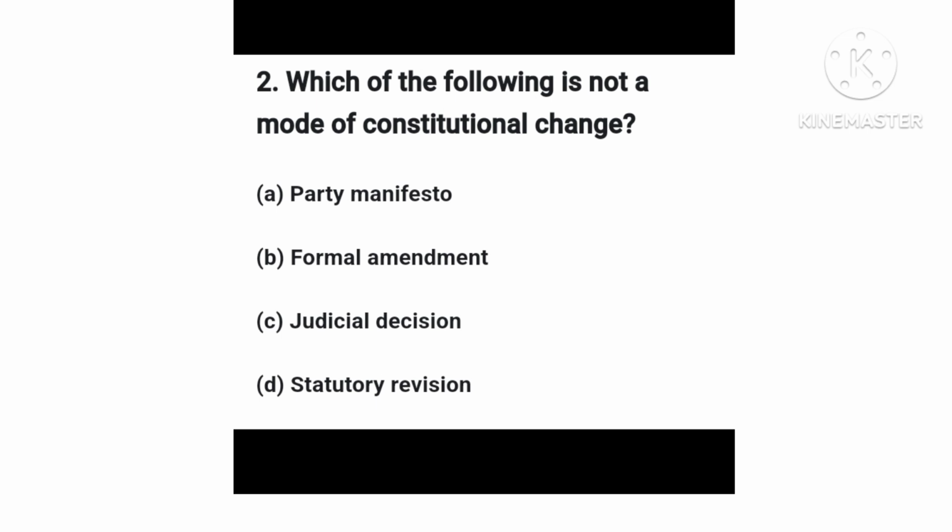We have option A, party manifesto. We have option B, formal amendment. We have option C, judicial decision. We have option D, statutory revision. Let's explain the items we have in the options.